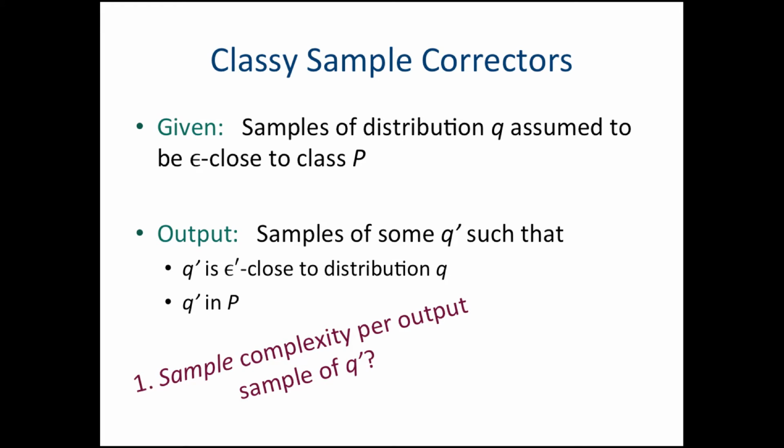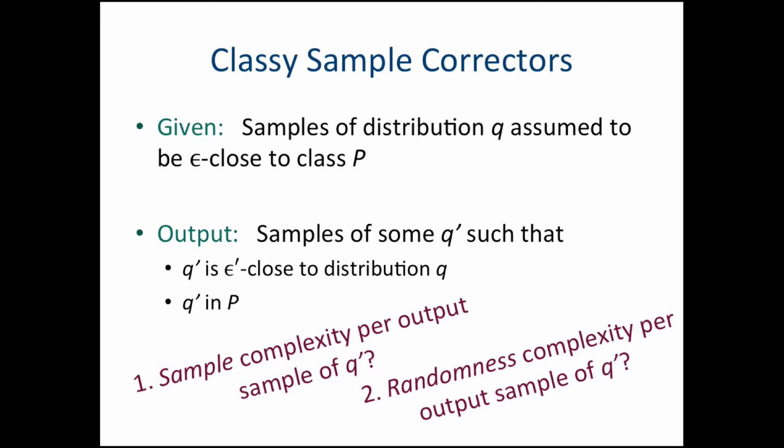All right, so now what are we going to be interested in? Because we have to do something with this. First we're interested in the sample complexity per output sample of Q prime. I'm getting samples from Q, and I'm going to try to output samples of Q prime. How many samples of Q do I need to take for each sample I put out for Q prime? So that's one kind of question we could ask. And that's mostly what I'm going to talk about for the rest of this talk, which is supposed to be over now anyway. That's okay, I don't have that much more to say.